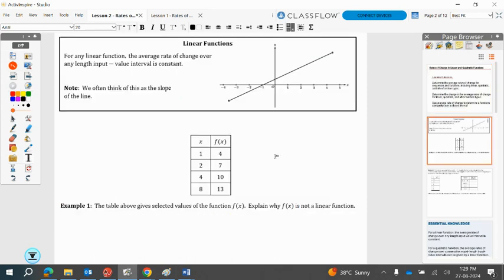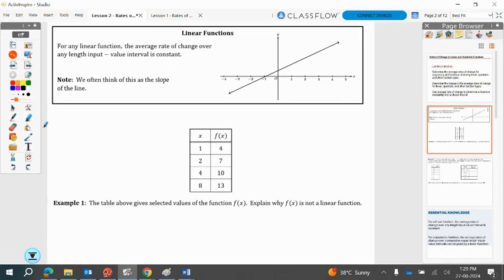Okay, first up, linear functions. They look like this, don't they? We've seen linear functions. So for a linear function, the average rate of change over any length input values is going to be constant. We often think of this as a slope. So if we found the rate of change here in this function, we would get the same value as if we found the rate of change here in this interval. It doesn't matter how long the interval is. If we found the average rate of change in this interval, it's still going to give us the same number.